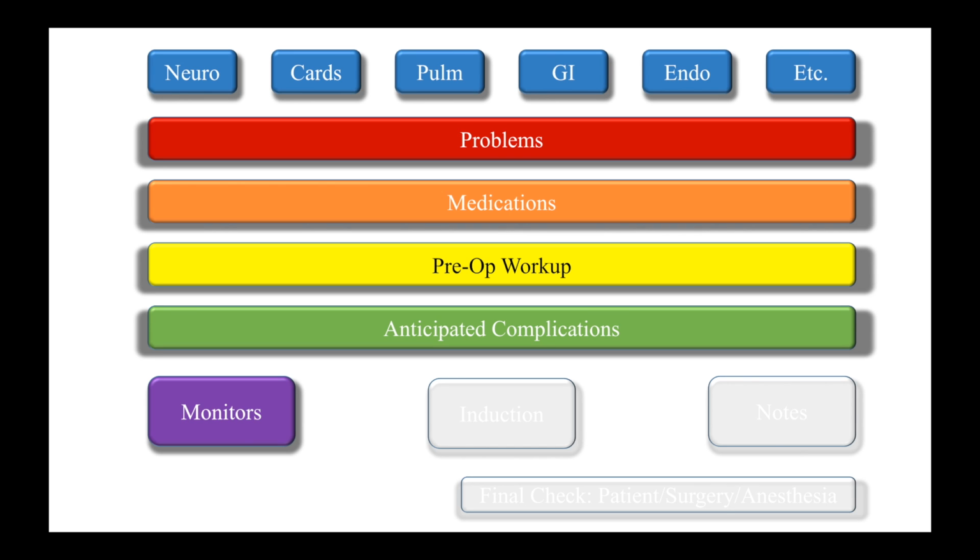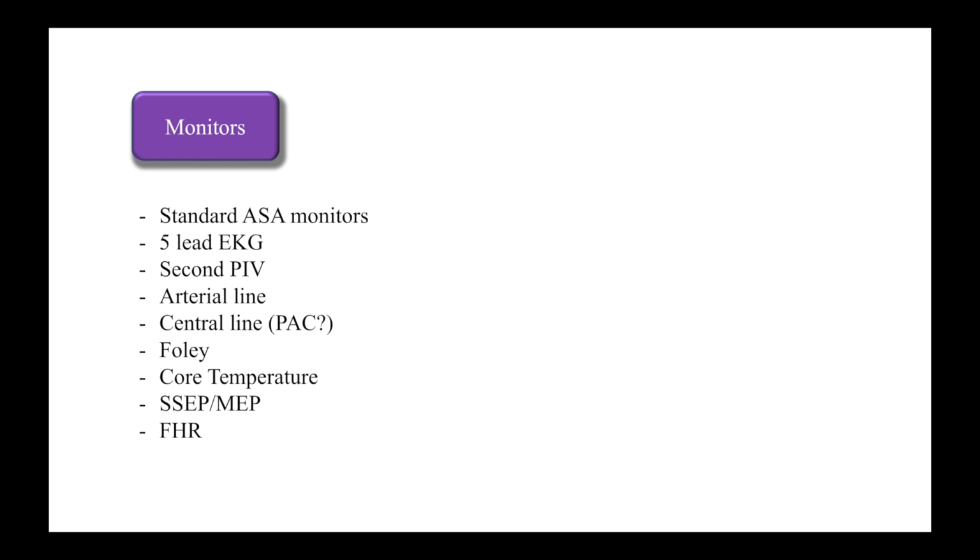Let's think through what monitors are indicated. In this patient, I'll have standard ASA monitors, including a 5-lead EKG, an additional IV for volume resuscitation, an arterial line, and a central line. And then I would think through my answer if they were to ask me if I wanted to place a pulmonary artery catheter. I would also have a Foley, a core temperature monitor, discuss with the surgeons whether or not SSEPs and MEPs are indicated, and request fetal heart rate monitoring done perioperatively.